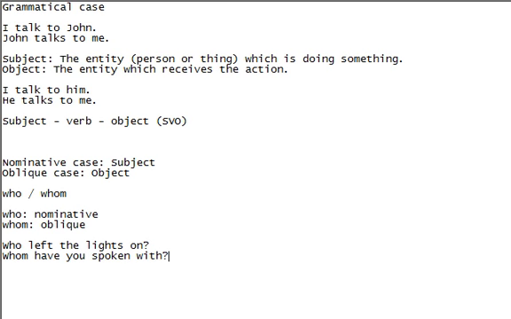Who left the lights on? They did something. It's who, because it's nominative. Whom have you spoken with? They didn't do something. They had something done to them. So it's oblique. And some other examples: you can make a more convoluted sentence.